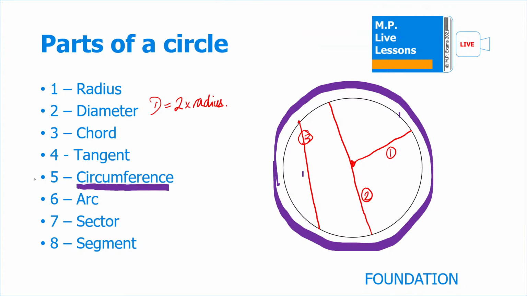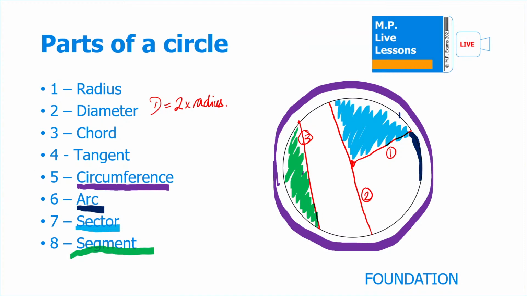Then an arc, as I've just said, is a portion of the circumference, and it's bound often by 2 radii. A sector is bound by 2 radii, and then an arc, whereas a segment is just bound between an arc and a chord, such as this. You may want to screenshot that.